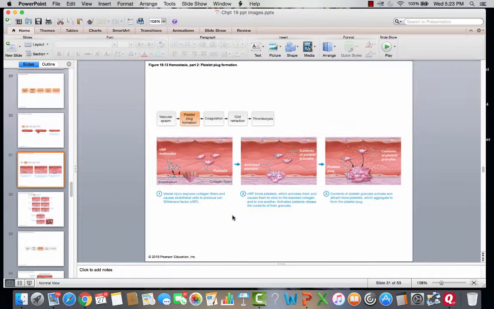Those activated platelets are going to release granules, and the contents of those platelet granules are going to activate and attract more platelets that are going to stick, or aggregate, and form a platelet plug. So first, in platelet plug formation, we have to plug up the hole with platelets.